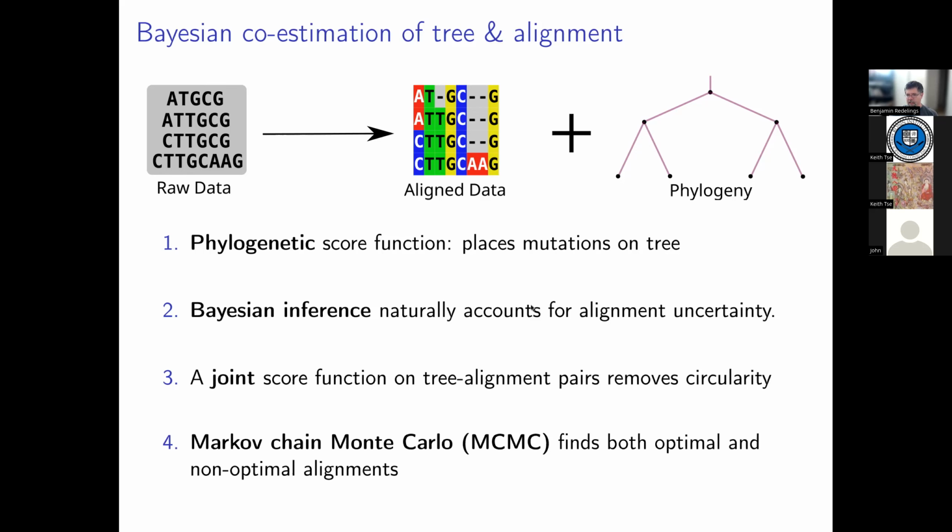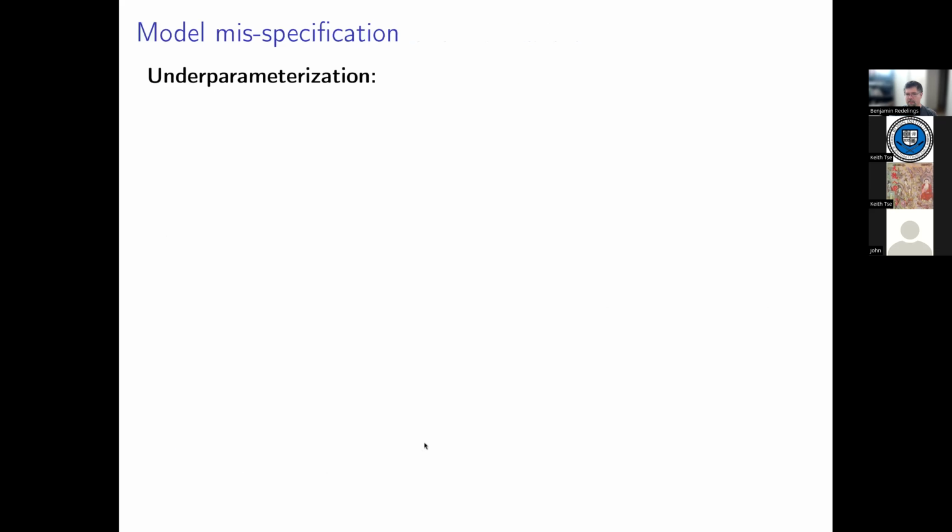A joint score function solves this circularity by estimating a pair of sequences instead of trying to estimate one from the other. And then lastly, in the Bayesian framework, we can use Markov chain Monte Carlo to search the parameter space. And unlike other algorithms that have a hard time exploring this space, the MCMC is able to find both optimal and non-optimal alignments. Okay, so that's the set up.